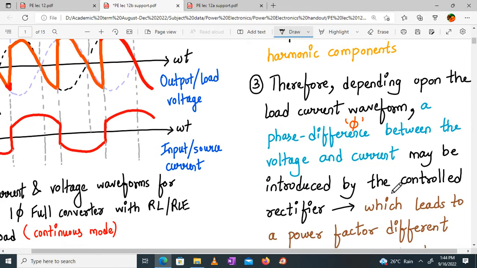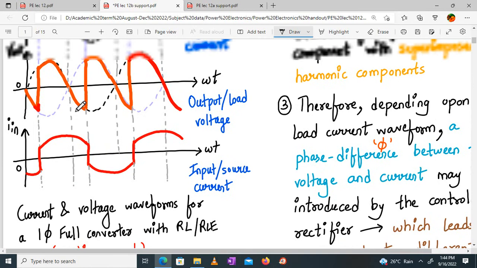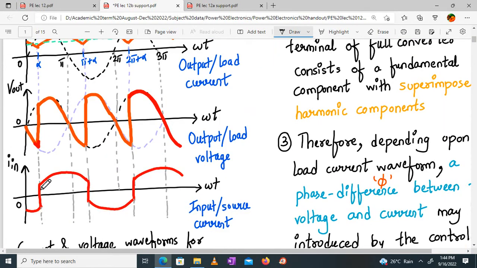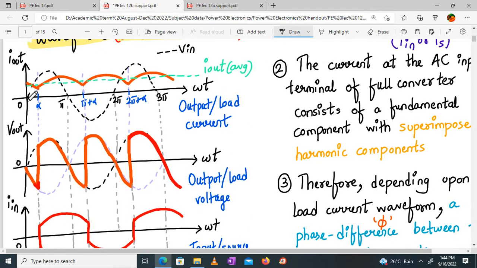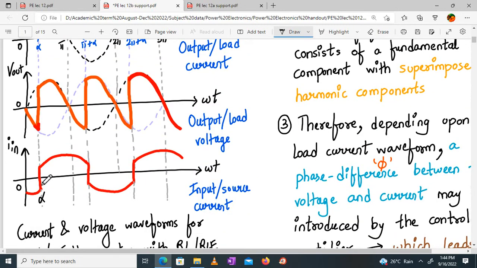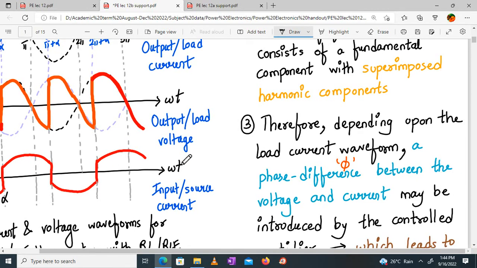Therefore, depending upon the load current waveform, a phase difference will be there between voltage and current. देखो current voltage and current में phase difference है ना? This is my voltage, and see current is starting after alpha. Yeah, this is what alpha na. क्या ना difference? Correct, right? मेरा input है कितना phase difference? Alpha difference we call it phi. Right now we are calling it phi. Okay.